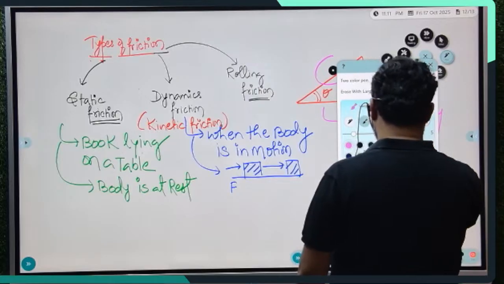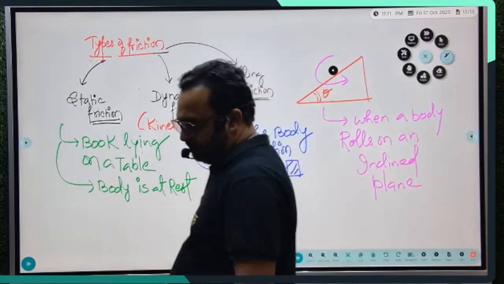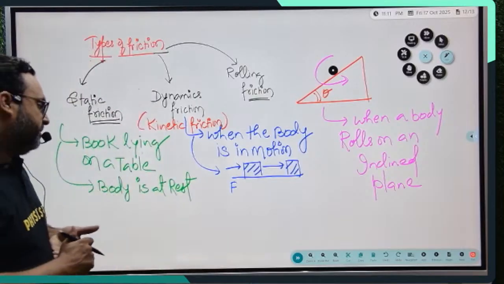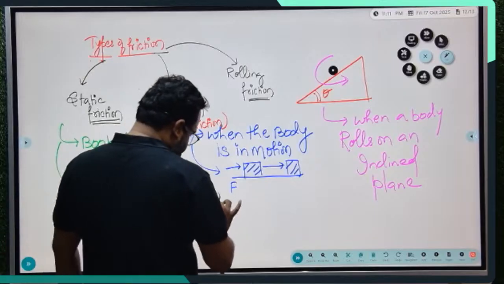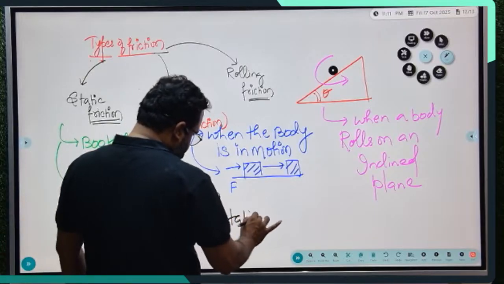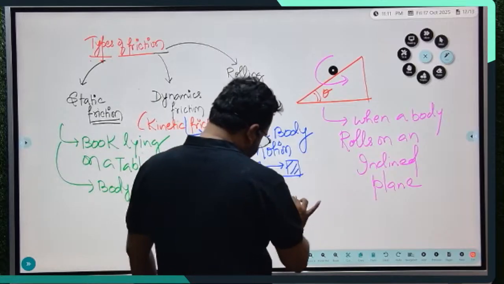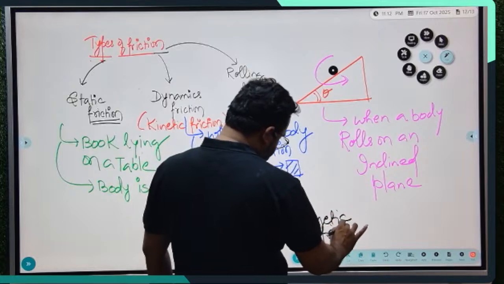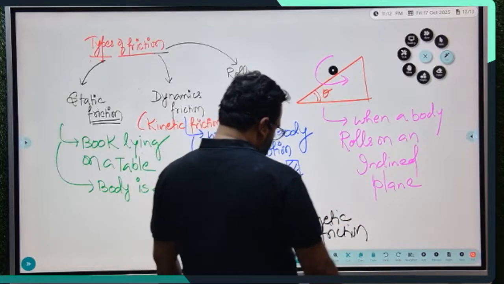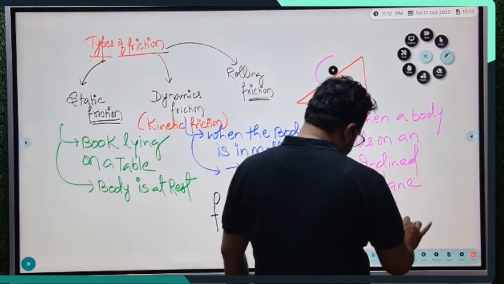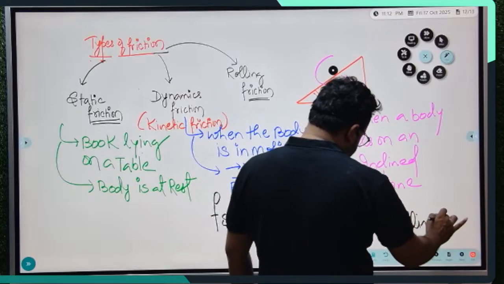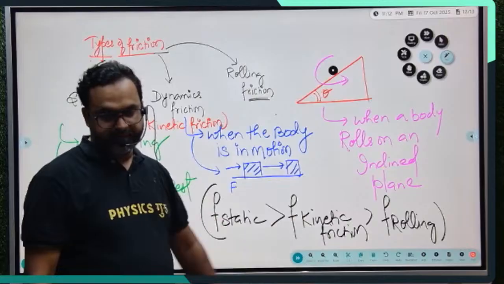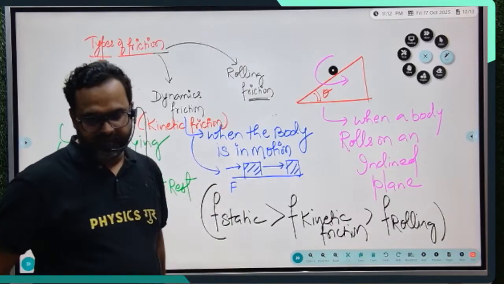Out of these frictions, if I talk about the magnitude, static friction has the greater magnitude. Static friction is greater than kinetic friction, which is greater than rolling friction. Static greater than kinetic greater than rolling friction. Clear? Please make a note of it.